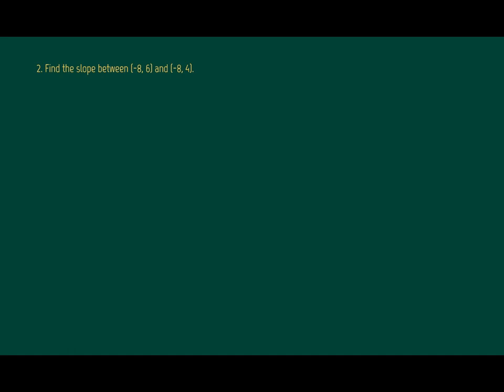In this problem, I have find the slope between negative 8, 6 and negative 8, 4. So we have slope equals y2 minus y1 over x2 minus x1. And I know I'm repeating that a lot, but I want you to remember it. So y2 in this case is 4 minus y1, which is 6, divided by x2, negative 8, minus x1, negative 8.